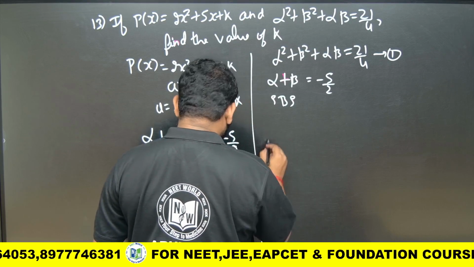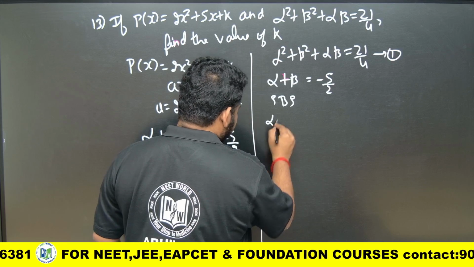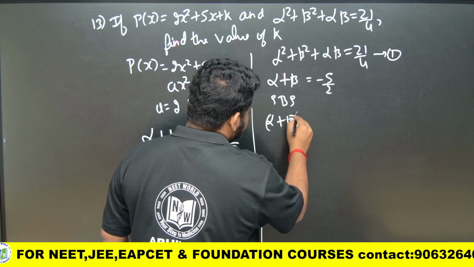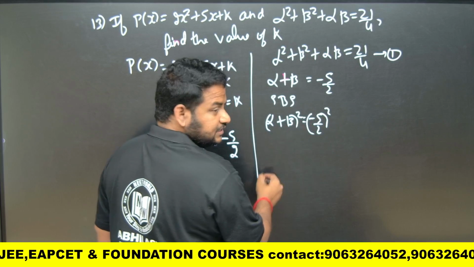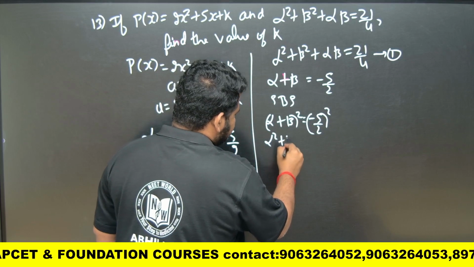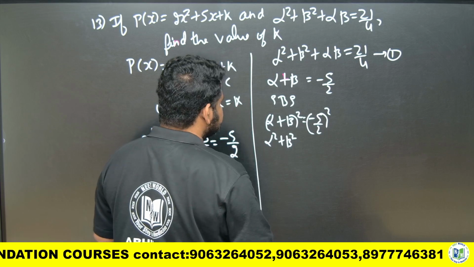So I can write it as what? I can write it as (alpha plus beta) whole square minus (5 by 2) whole square. So what will I get, friends? Alpha plus beta square is alpha square plus beta square. Okay, alpha square plus beta square.